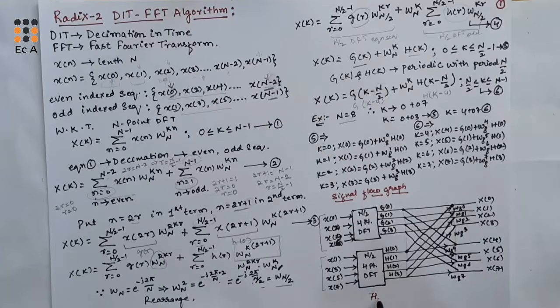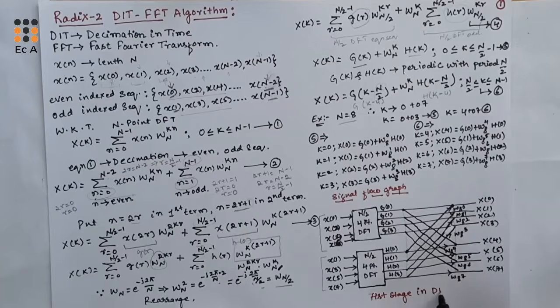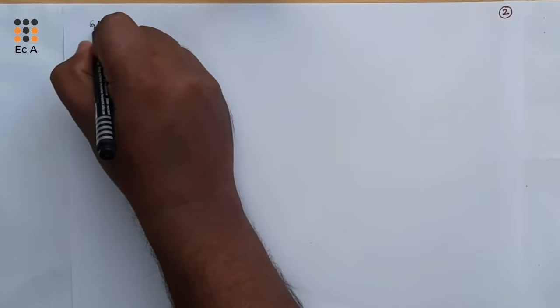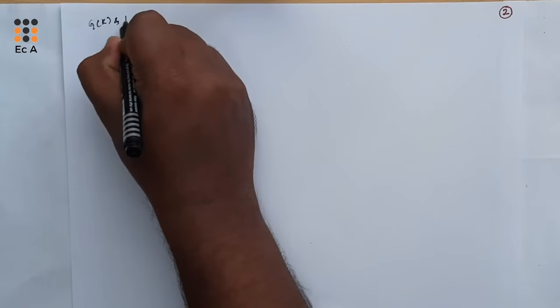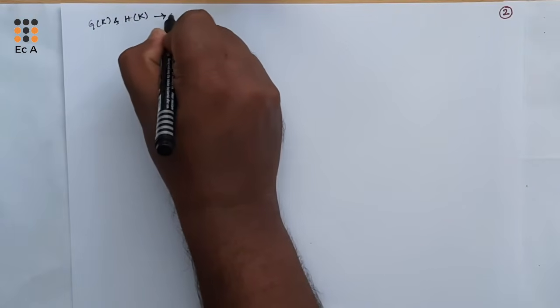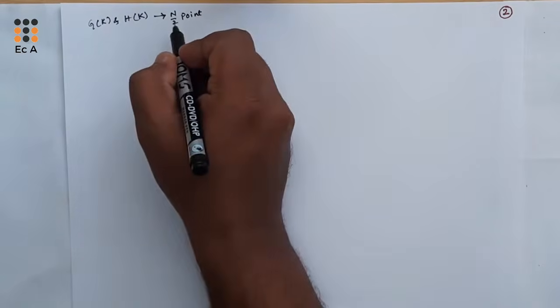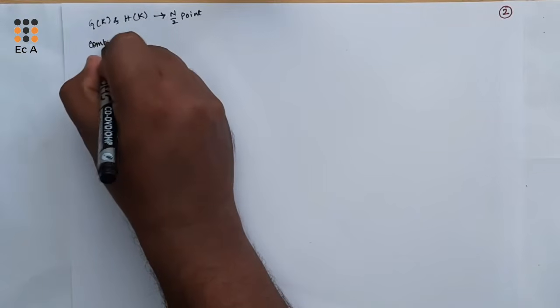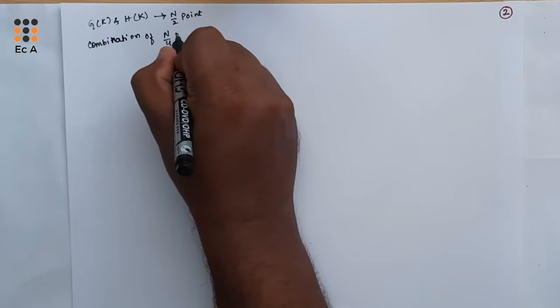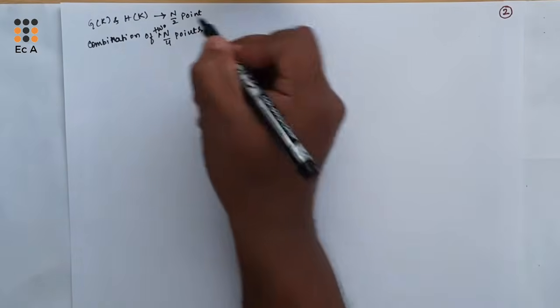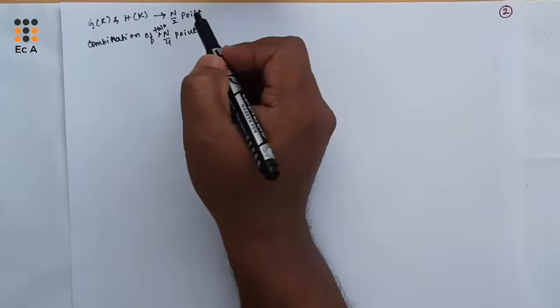So this is the first stage in DIT FFT for n is equal to 8. Since g of k and h of k are n by 2 point sequences, they can be represented as a combination of n by 4 points. So we will take 2 n by 4 points and represent g of k and h of k.